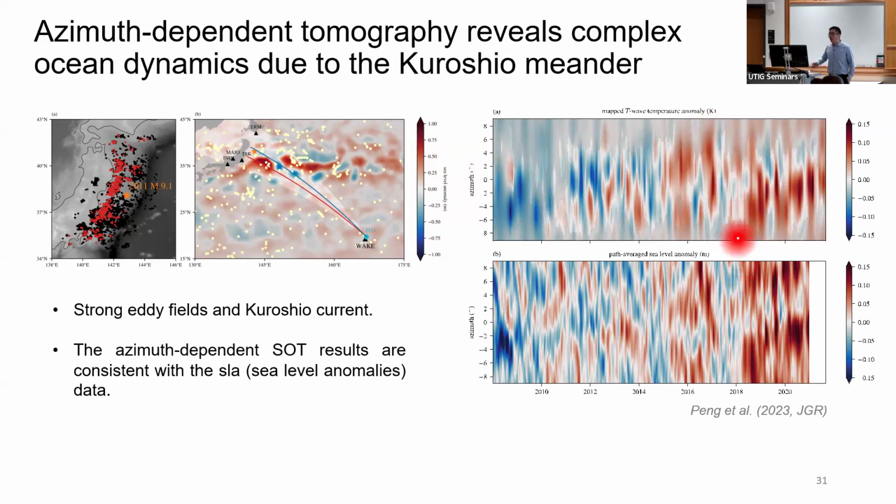So on the right here, at the top is our T-wave results. The y-axis is different azimuths. We have different years. And the bottom is from the satellite sea level anomaly results. And you can see the general patterns are consistent with each other, especially for the years after 2011, the big Tohoku earthquake. And if you look at the azimuths, going from north to south, there's azimuth difference. For this part, it's warm, and for the positive azimuth, the north part, it's cold.